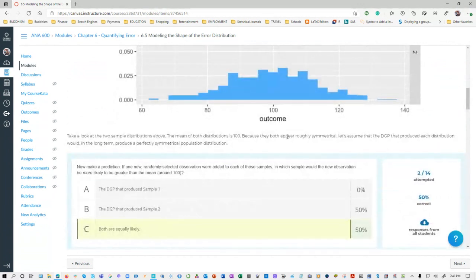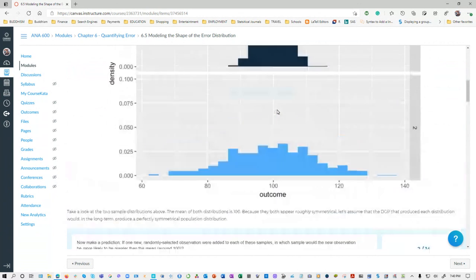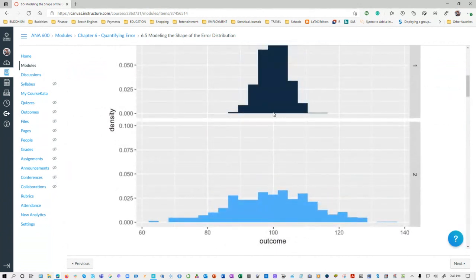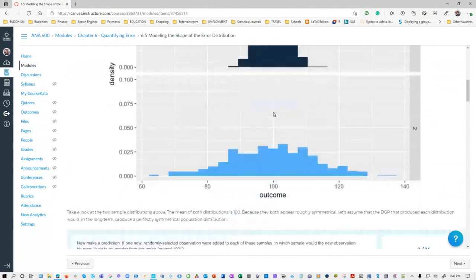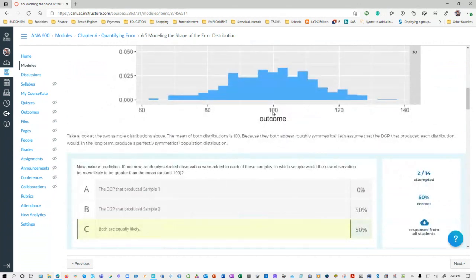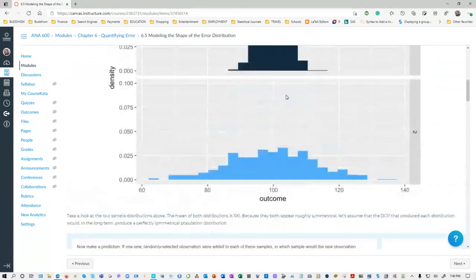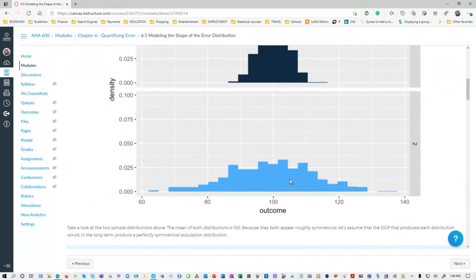How could we know when you add a next observation? On average, the next observation is going to be the mean. But if it is more than the mean, what is the chance of which distribution it will come from? It is equally likely. Equally likely means either here or here, a 50% chance, because of the mean.